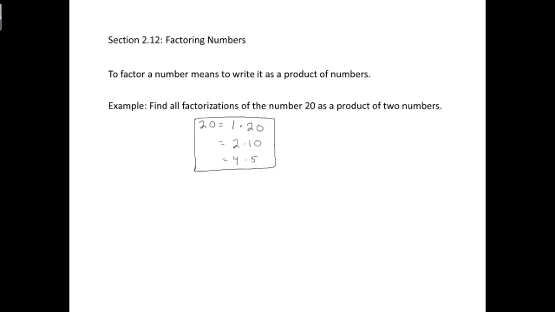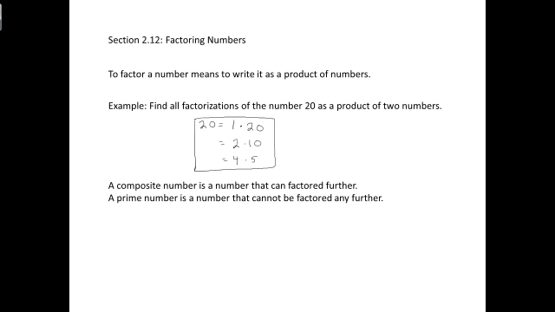It's important to do this process systematically because otherwise it's possible to skip numbers without realizing it. A composite number is a number that can be factored further. A prime number is a number that cannot be factored further. So for example, the number 20 is a composite number because it can be broken down further, but the number 2 is prime because it cannot. 2 can only be written as 2 times 1.